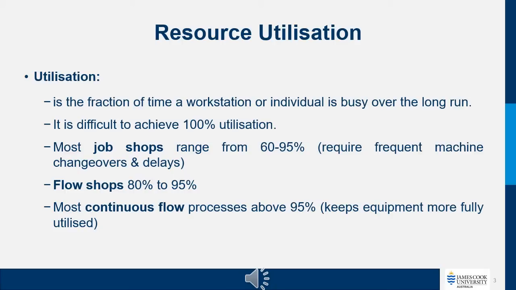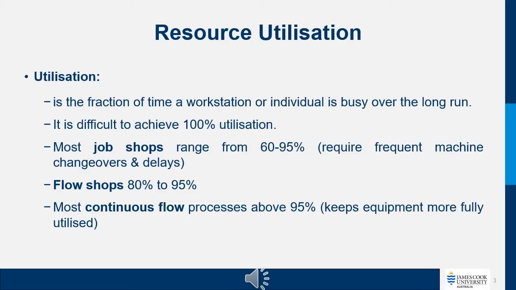inefficiencies. In job shops, where different types of jobs are processed with frequent changes and interruptions, resource utilization typically ranges from 60 to 95%. This variability is due to the need for adjusting machines and accommodating different job requirements.